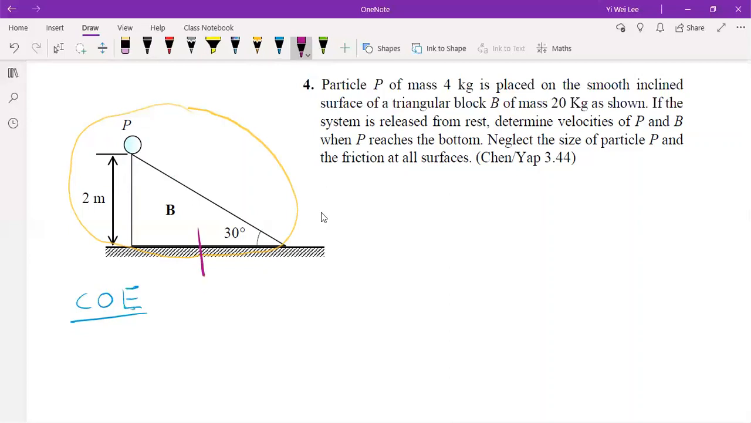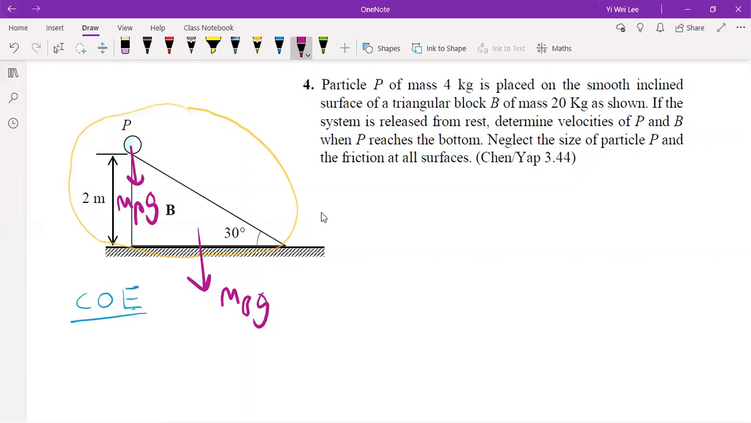We have the weight, which is mvg, an external force, and this mpg. You see, an external force is a weight acting by Earth on B and P. Now, how about the normal force acting on P? The normal force acting on P is caused by B itself. So it's an internal force because our system curve is drawn around the whole thing.